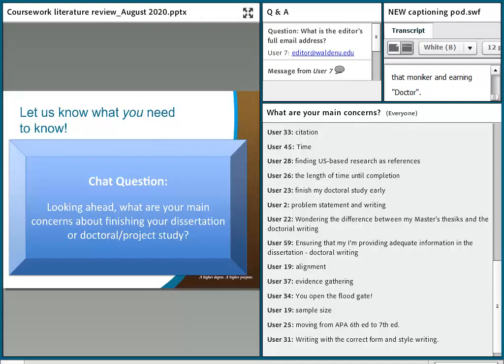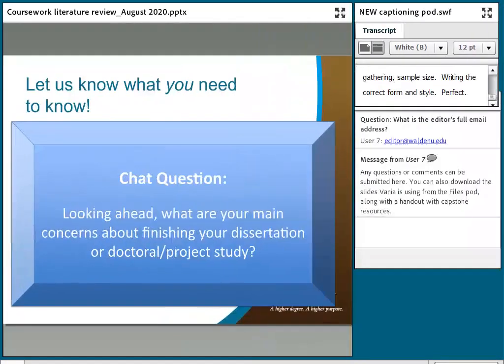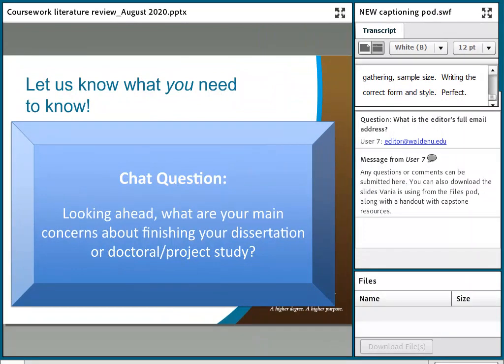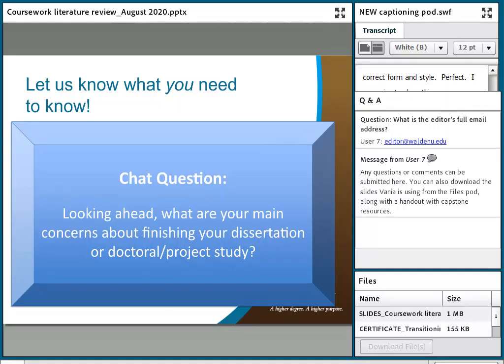Alignment, evidence gathering, ensuring that I'm providing adequate information, dissertation, doctoral level reading, making sure that this is rigorous work, right? You want to be proud of the thing. You're earning that moniker. You're earning doctor. I opened the floodgate. You're right, Robert. Evidence gathering, sample size, moving from APA 6 to 7th. We're going to talk about that. Yeah, writing the correct form and style, writing.